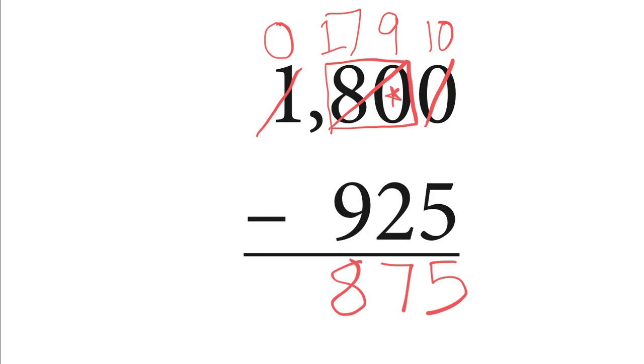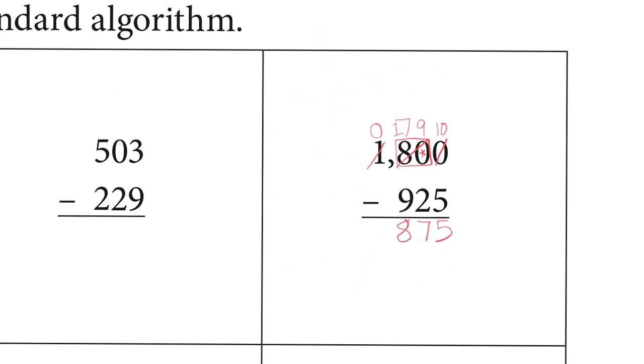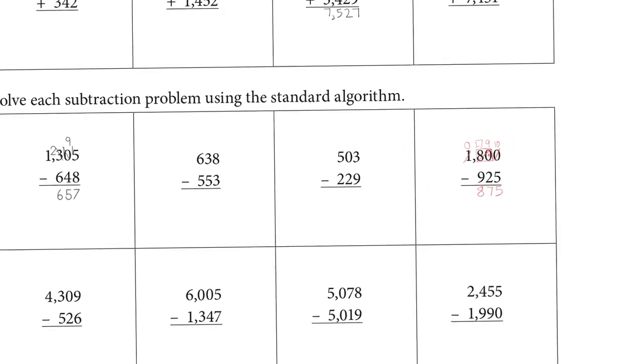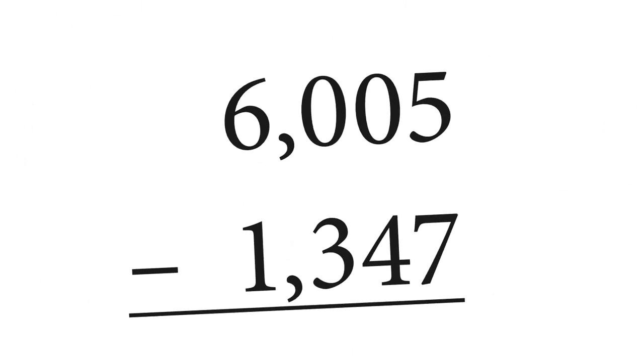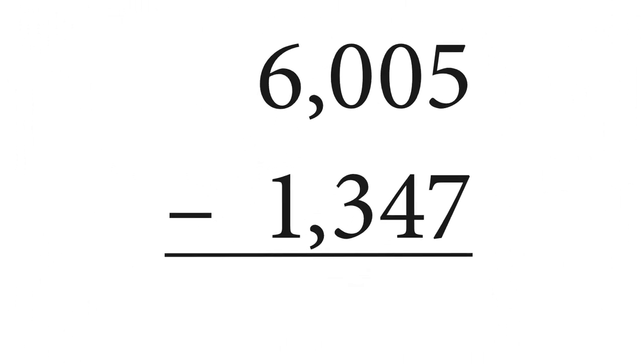My answer is 875. I really like those kinds of problems where you get to borrow from zeros because you get to use that strategy, which doesn't happen very often. I'll do one more with you. Ooh, this is going to be good. If you want to, do this one without me and then come back, okay?